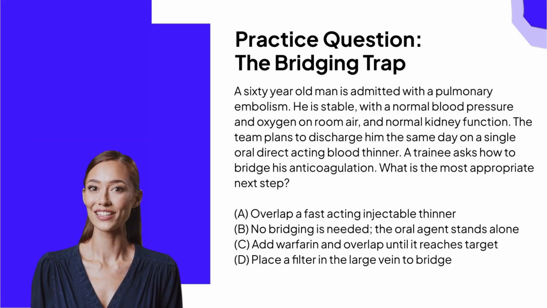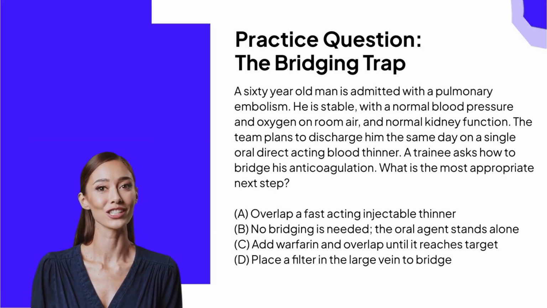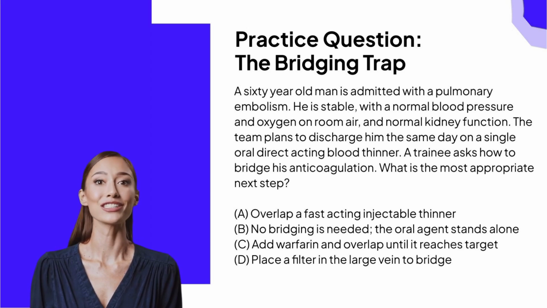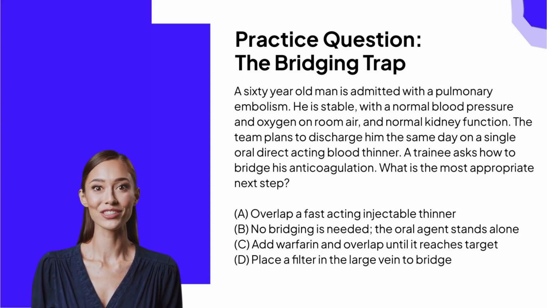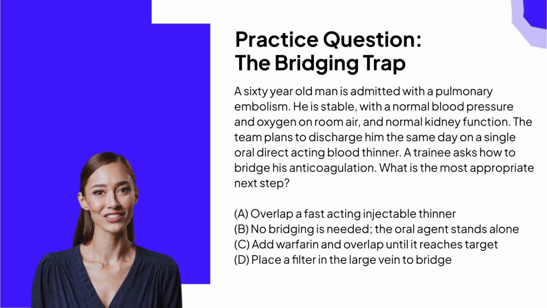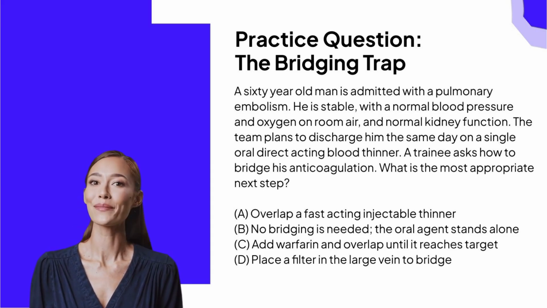Here is our second practice question, and this one is all about the bridging trap. A 60-year-old man is admitted with a pulmonary embolism. He is stable, his blood pressure is normal, his oxygen is fine on room air, and his kidney function is normal. The team plans to send him home the same day on a single oral direct-acting blood thinner that needs no laboratory monitoring. A trainee asks how to bridge his anticoagulation. The question asks for the most appropriate next step.